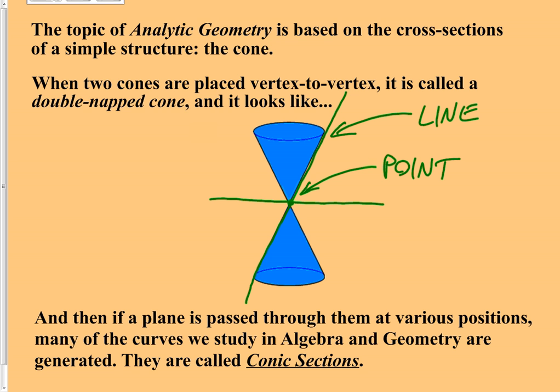Well, this is a line. But again, it did not generate the type of conic sections that we expect based upon our plane passing through. So once again, we call that a degenerate conic section. So a little piece of vocabulary there for you in case you happen to run into it tomorrow.